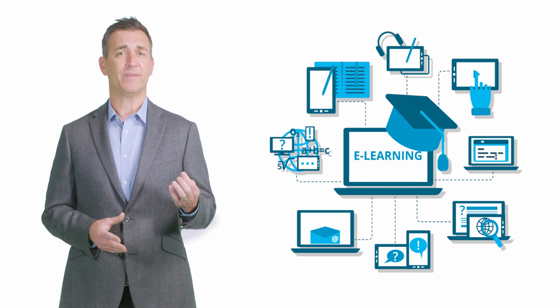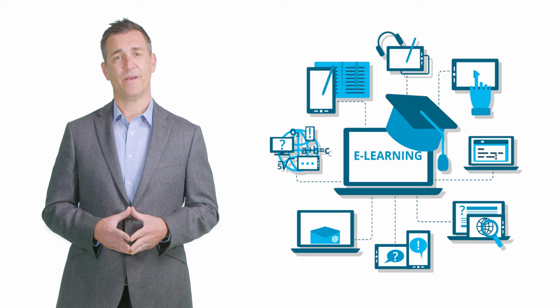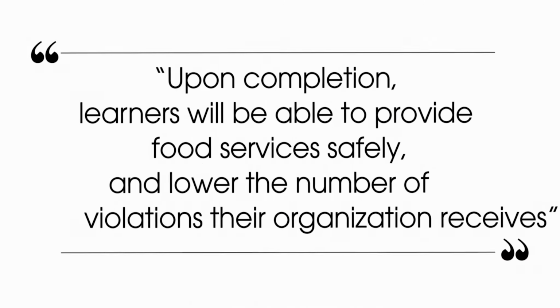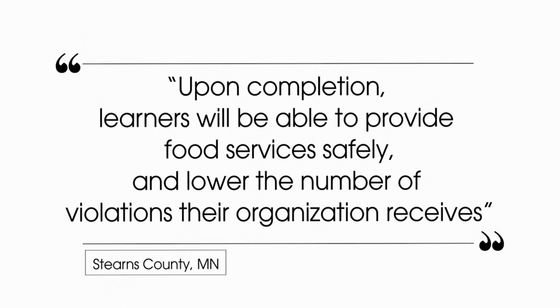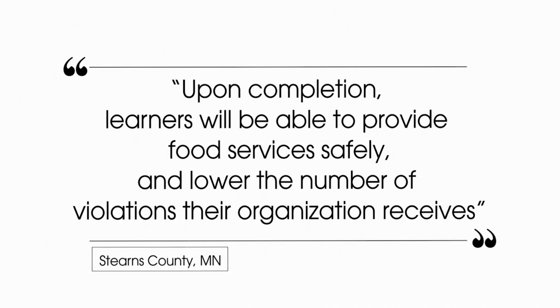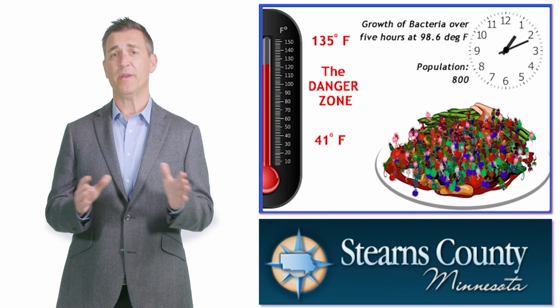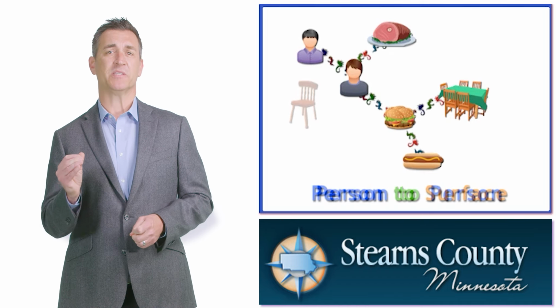It should include an outline of concepts, facts, and procedures to be learned. Behavioral-based learning outcomes. In other words, upon completion, learners will be able to provide food services safely and lower the number of violations their organization receives, as with our Stearns County client. The types of interactions to include, with a description of all media to be developed, text, graphics, video. How assessments will be incorporated into the training.